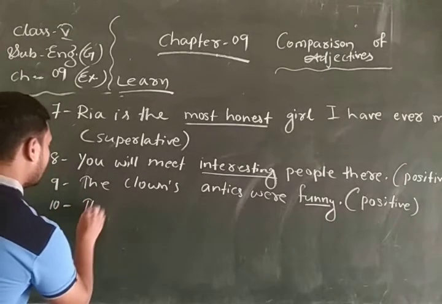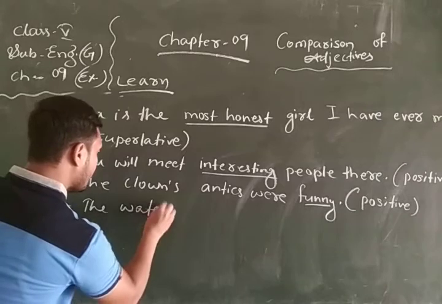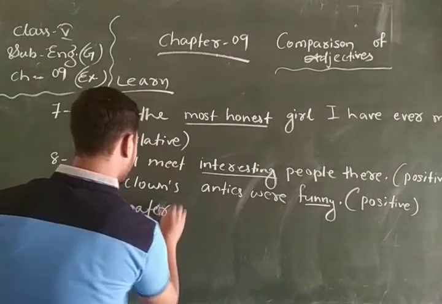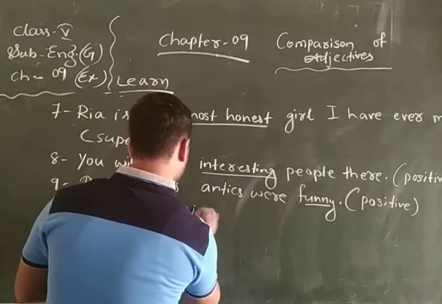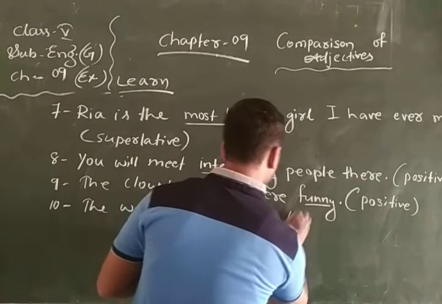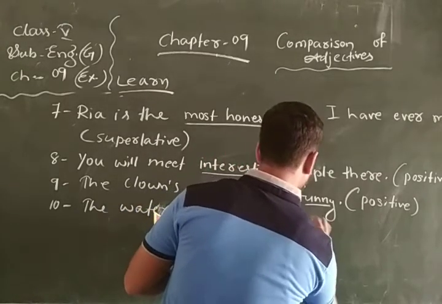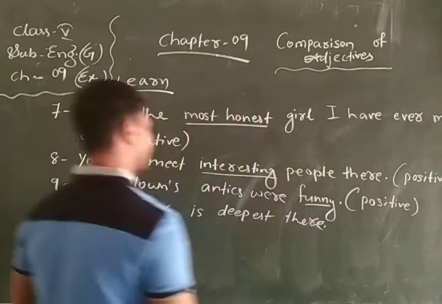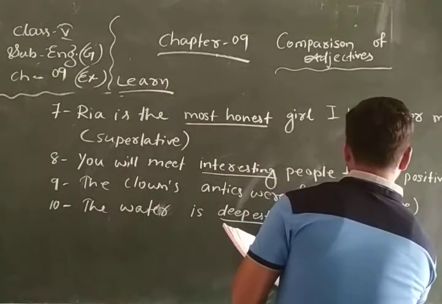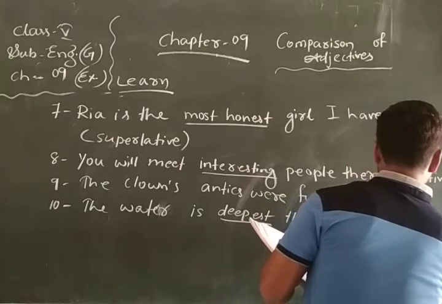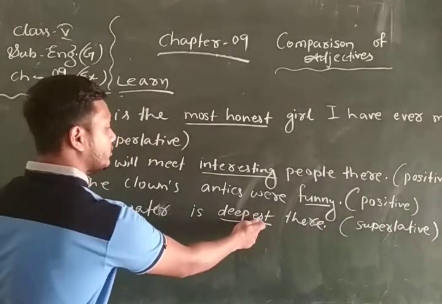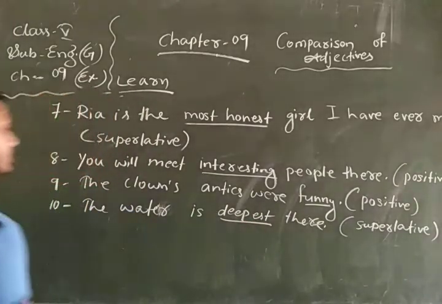And the water is deepest there. The water is deepest there. So here deepest is the modifier which is in superlative form, because we have used est with the word deep.